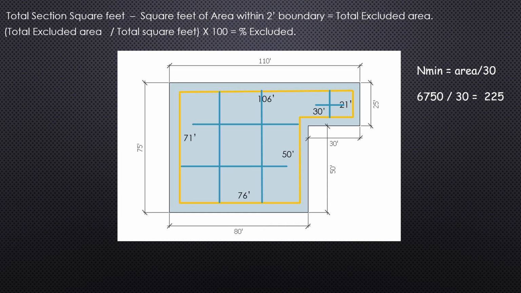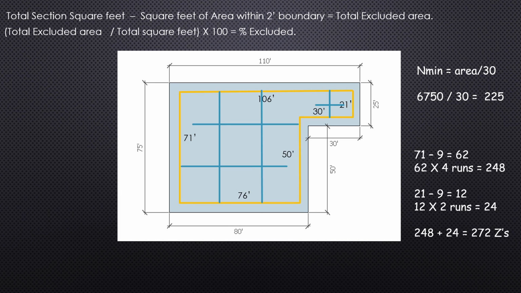Then to get some measurements in the jog, we have a 21-foot long run going east to west, and 1 going north to south. As far as getting enough z-values, we have plenty. If you recall, calculating the amount of z-values you get from a given run is very simple. Just subtract 9 from the distance of your run. So, 71 feet minus 9 is equal to 62. Multiply that by 4 runs, and we get 248 z-values.